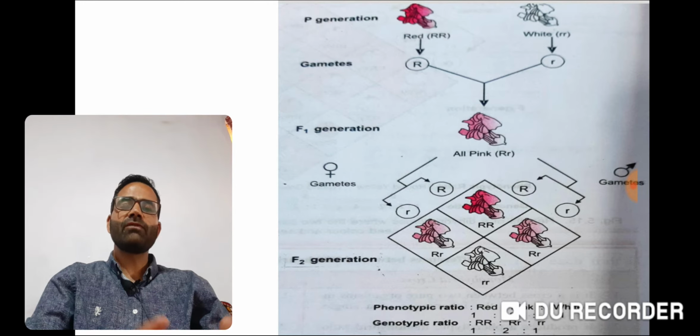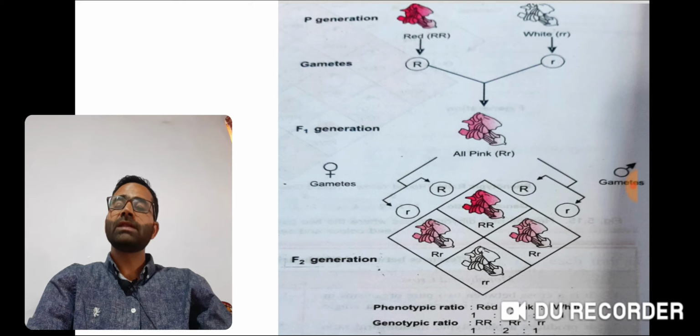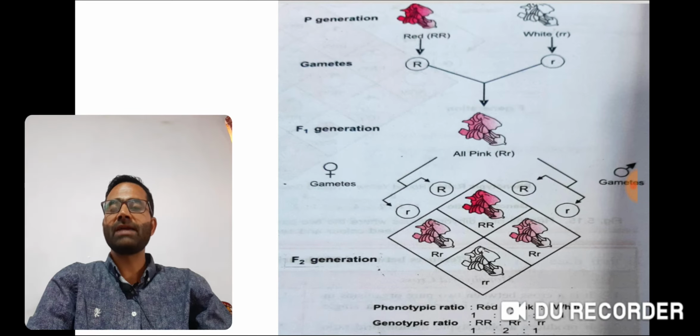And in case of F1 generation, you can see all the F1 generation plants will have pink colored flowers and they have the genotype of capital R, small r. So the new phenotype is formed when the plants are in the heterozygous condition, or when the plants are hybrids.